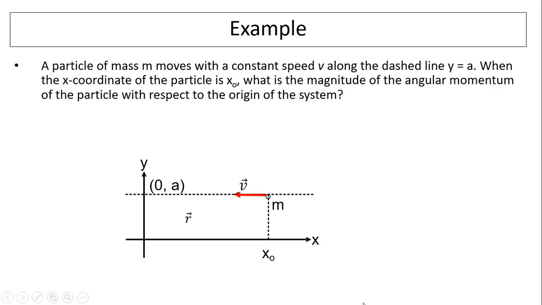Let's take a look at this example. A particle of mass m moves with constant speed v along the dashed line y equals a. When the x-coordinate of the particle is x naught, what is the magnitude of the angular momentum of the particle with respect to the origin of the system? Here is mv. This is the line of action. The lever arm is from origin O to this line. We know mv, we know the lever arm. So the angular momentum equals mv times the lever arm, equals mv times a.